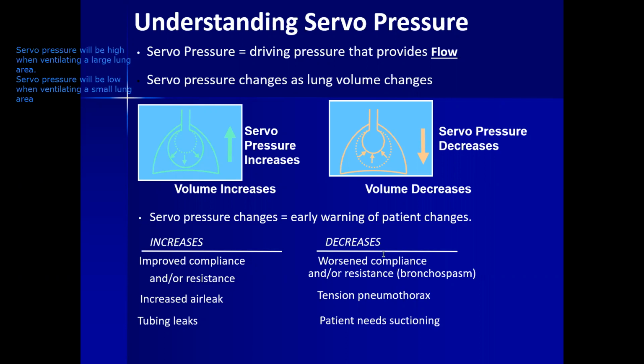For decreases, it says worsened compliance. So if the lungs are stiffer, servo pressure goes down. Tension pneumo, servo pressure goes down. Patient needs to be suctioned, servo pressure goes down. But if the servo pressure increases from where it was, that's actually showing an improvement for compliance or resistance. But it could mean that there's an air leak somewhere, maybe a bigger air leak, or leaking somewhere in your circuit. So increased servo pressure doesn't always mean good stuff, but it could.